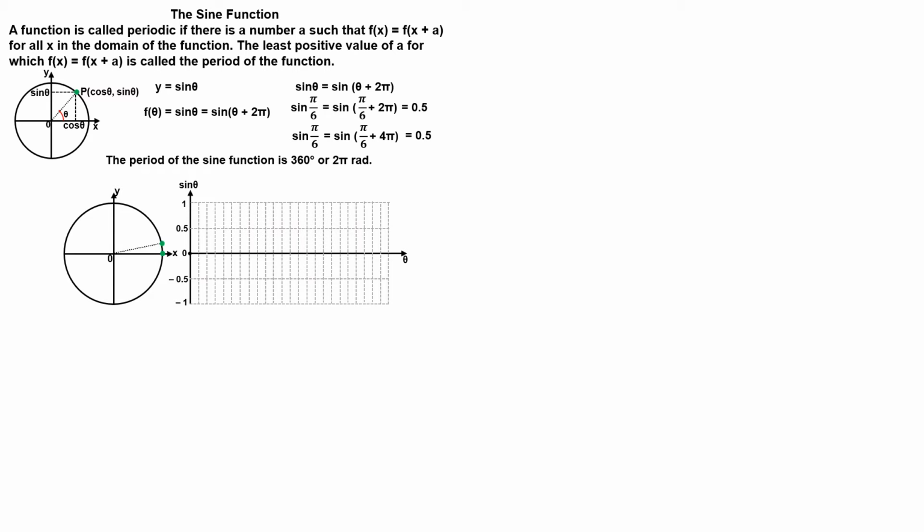The sine of 0 radians is 0. The sine of pi over 6 is 0.5. The sine of pi over 2 is 1, so our graph hits 1 there. The sine of 5 pi over 6 is 0.5. The sine of pi is 0, so it's back to 0 there.